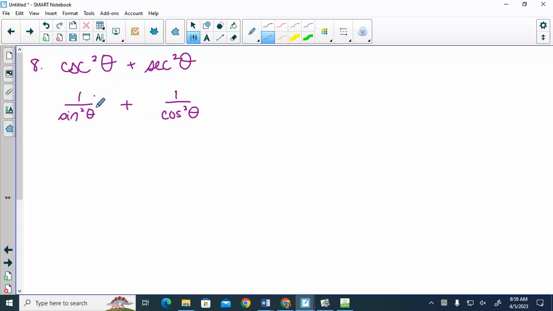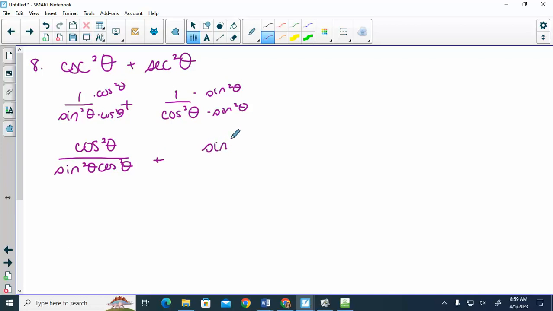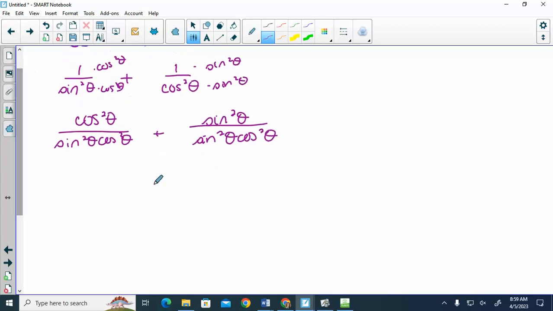So the first one has sine, so to look like the other one, it needs the cosine squared. Second one already has the cosine squared. To look like the first, it needs sine squared. So we get cosine squared theta over sine squared theta, cosine squared theta, plus sine squared theta over sine squared theta, cosine squared theta. If they have the same denominator, then we can put them together in one big fraction.